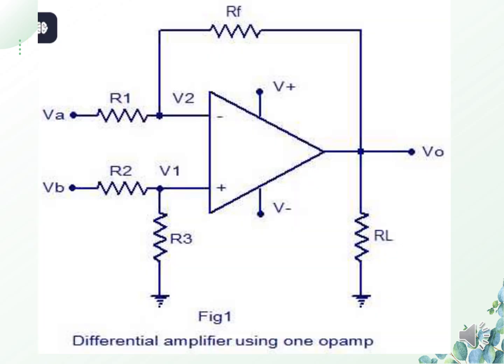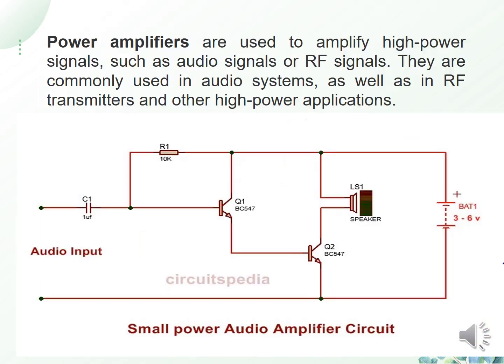So this circuit shows a simple example of differential amplifier using single operational amplifier. So when we are giving two inputs VA and VB to the differential amplifier, it finds the difference between these two, that is VA minus VB, and which is amplified and produced at the output V0. So V0 is equal to amplification of VA minus VB.